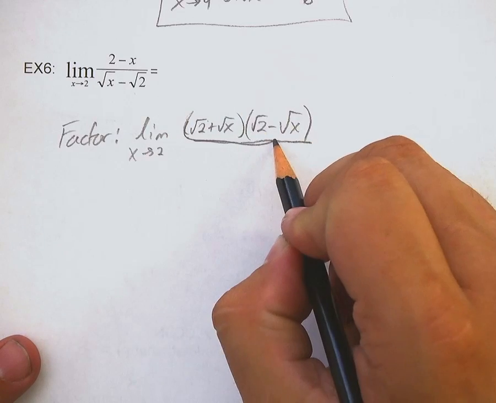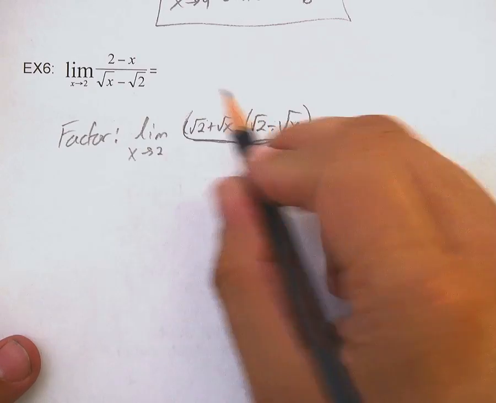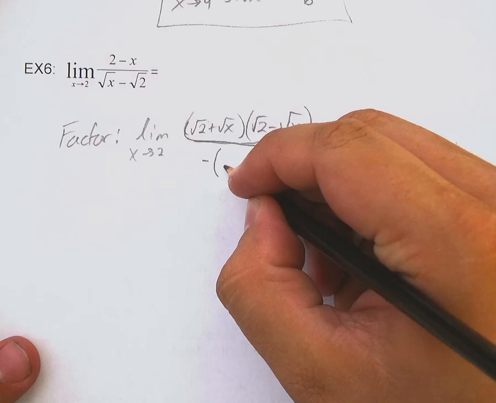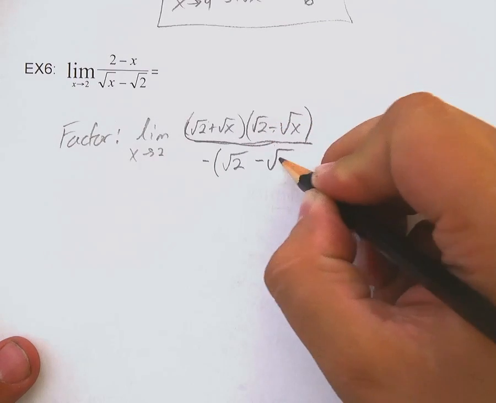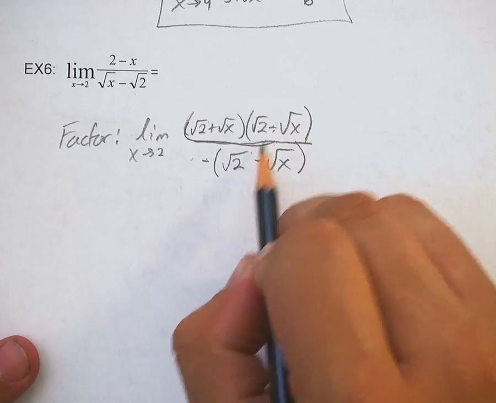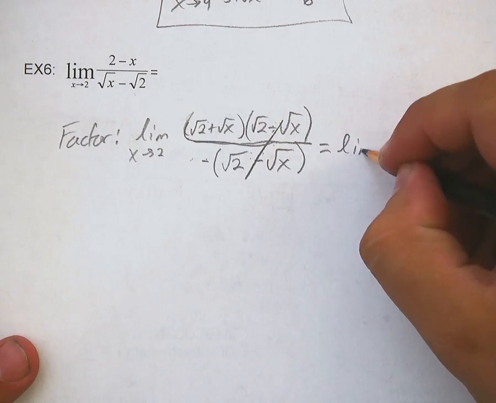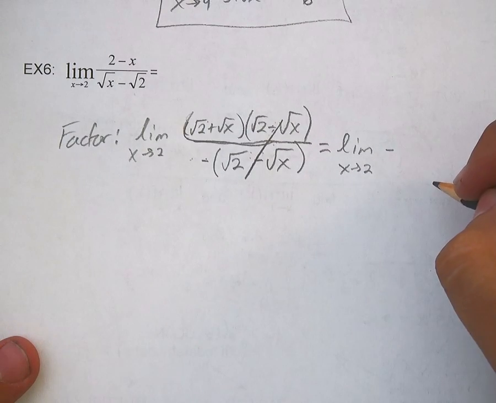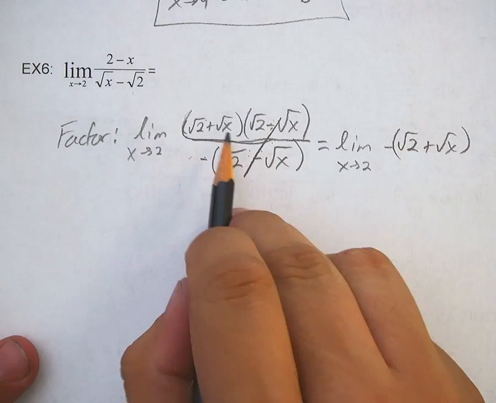Now that's pretty close to what we have here, except that x is negative. So to cancel this one out with this minus sign, technically we have to take a negative out of the bottom. So we'll have a positive square root of 2 now and a negative square root of x. I took this negative out of the bottom here so that I could force these two to be the same. And what that does is allow me to write this as the limit as x goes to 2 of that negative sign out there, square root of 2 plus the square root of x, what was left from up here.